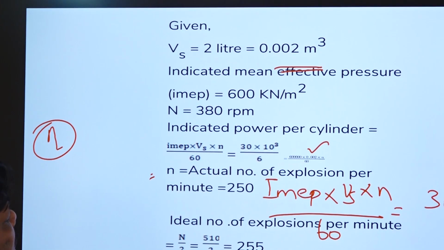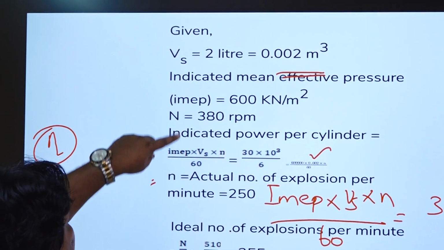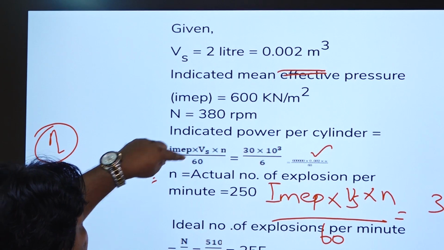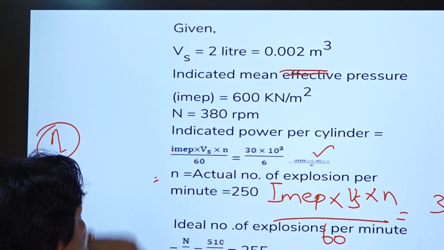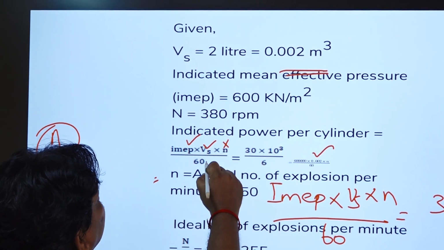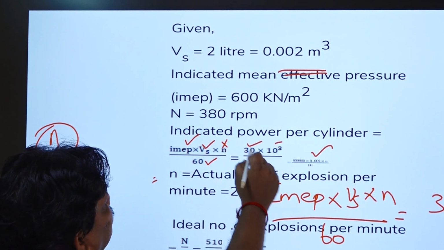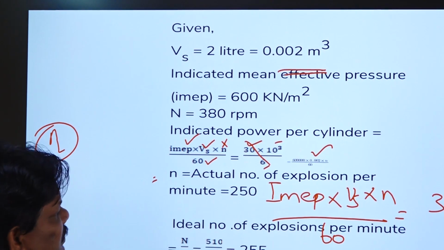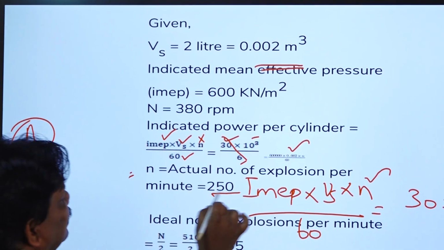Okay, so now IMEP into Vs into N. IMEP is known, Vs is known, so N is the unknown, and you can find its value. This is a stator. Okay, so now you get the value of N. It is around 250.